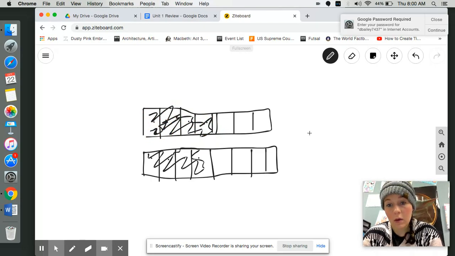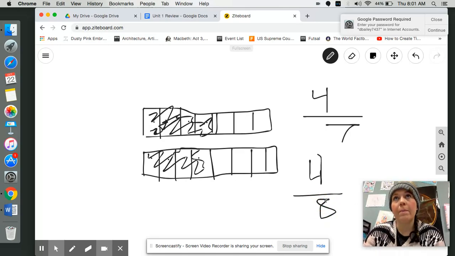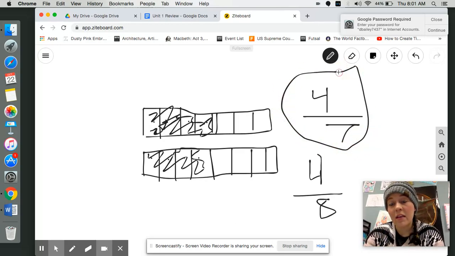4/7 should be bigger because think about this. If I'm splitting my whole into 8 equal pieces or 7 equal pieces, ask yourself this question. Would you rather share with 8 friends or with 7? I would rather share with 7. And the reason I say that is because 7ths are going to be bigger than 8s. And since I have 4 for both of them, then I'm obviously going to pick the one that has 7s because I would rather share with 7 people because I would get a bigger piece of the pie. So that's why 4/7 is a little bit bigger.